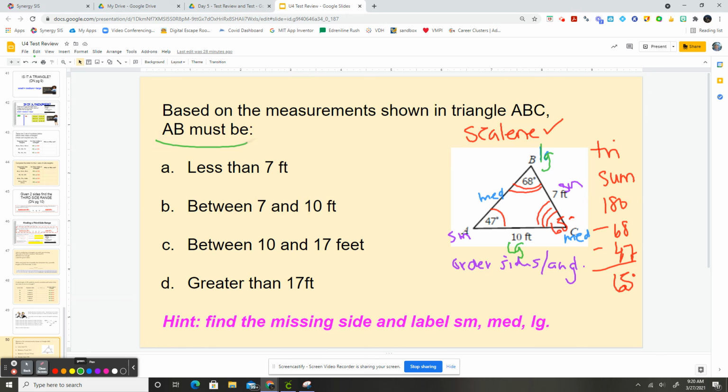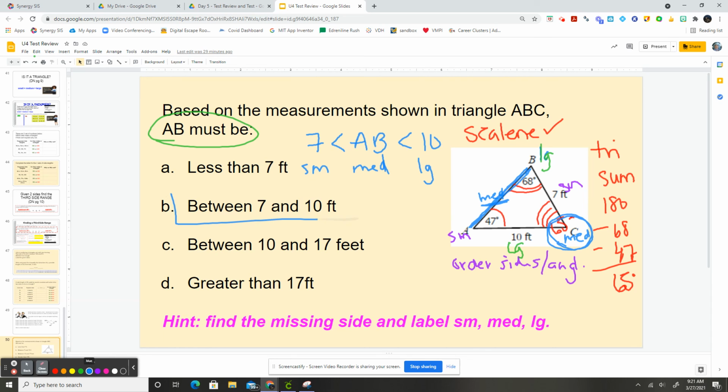So it's asking me about A and B. AB is that blue side, so I really want to know about this one. If it's the medium side, because it's opposite the medium angle, then doesn't it have to be 7 is smaller than AB, and AB has to be smaller than the large one? Small, medium, large.